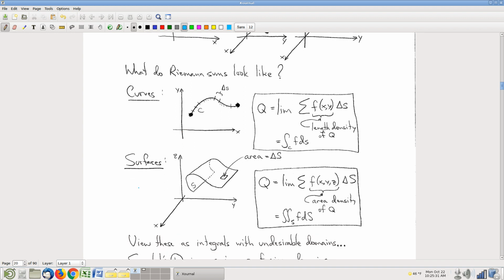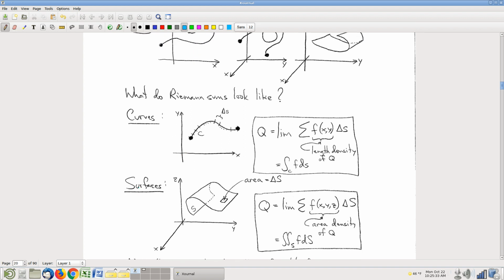Okay, but now what if we have a 2-dimensional domain, like a surface in 3 space? Well, this is going to be a little different, but it's still chop it up, add it up. So it's just that, okay, when you chop up a surface, you don't get little pieces of length anymore. Now you get little pieces of area.